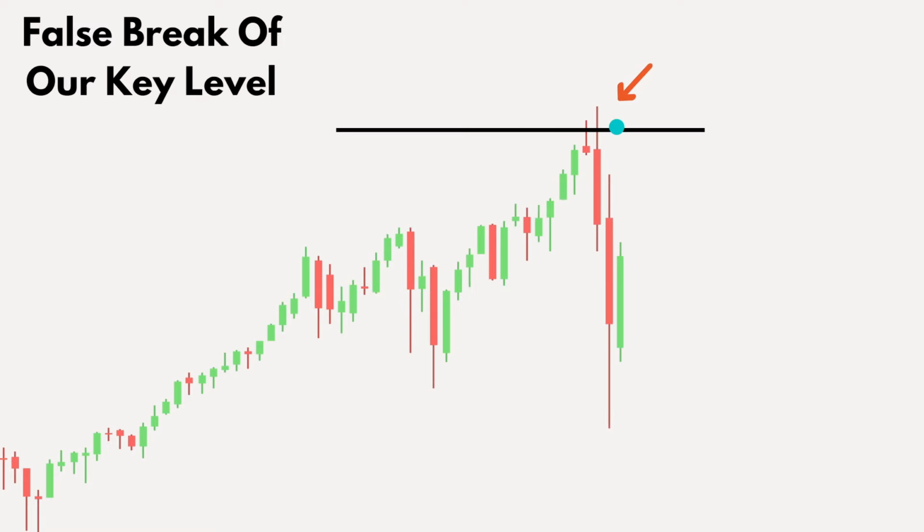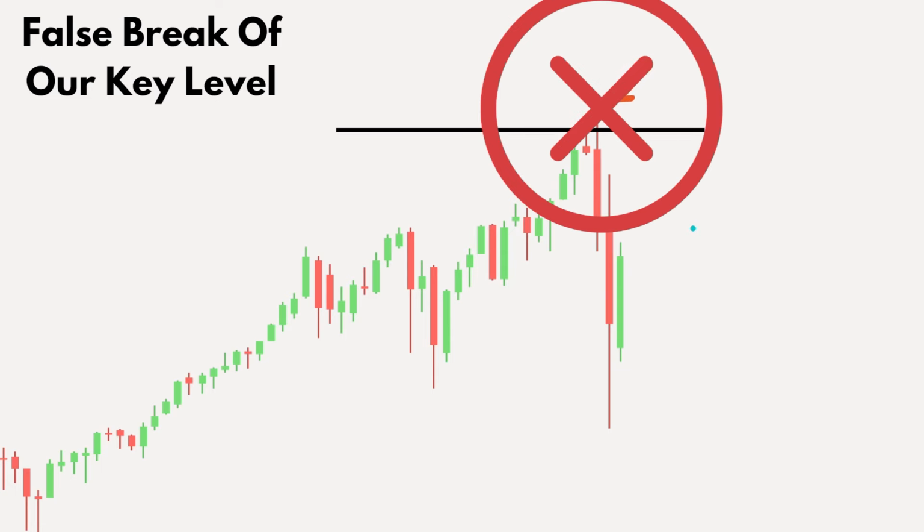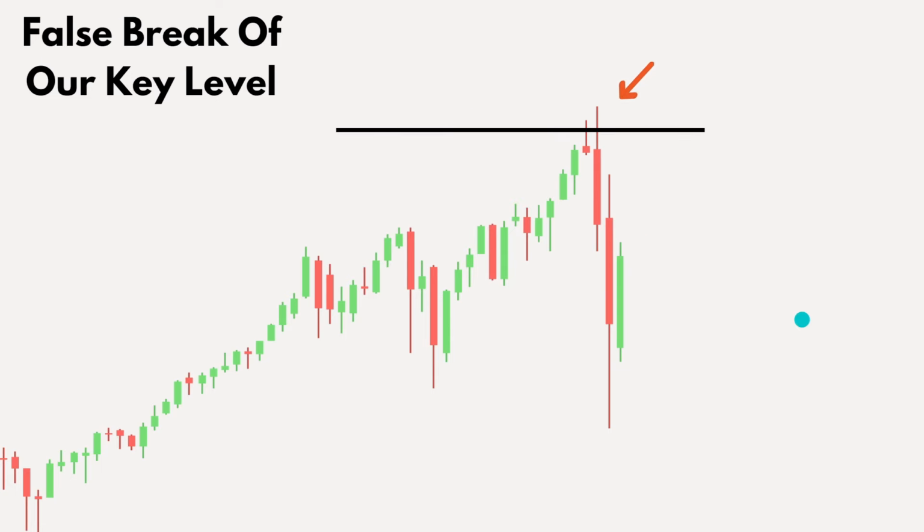So if we're looking for a close over and we're trading confirmation, which is my go-to strategy, then we're looking for a candle to close over this level. And we can see here we had a couple wicks, and that is considered a false breakout of our key level, and it gaps back down soon after.